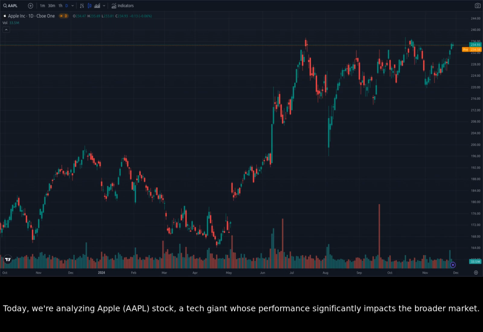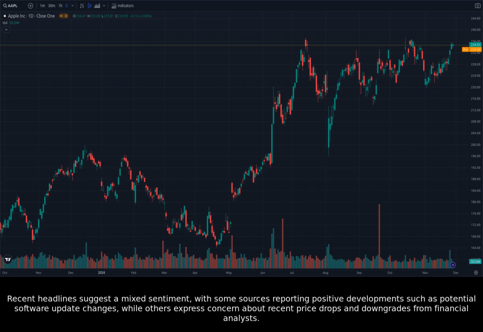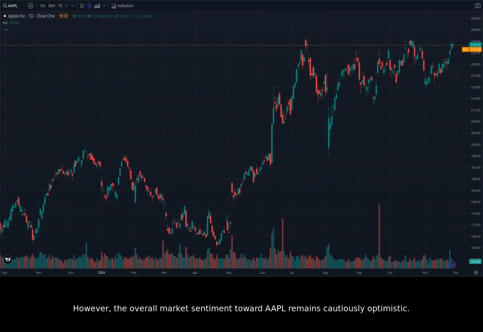Today we're analyzing Apple, AAPL, stock, a tech giant whose performance significantly impacts the broader market. Let's start with the current events and news impacting Apple. Recent headlines suggest a mixed sentiment, with some sources reporting positive developments such as potential software update changes, while others express concern about recent price drops and downgrades from financial analysts. However, the overall market sentiment toward Apple remains cautiously optimistic.